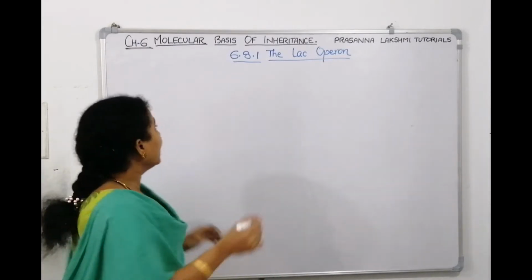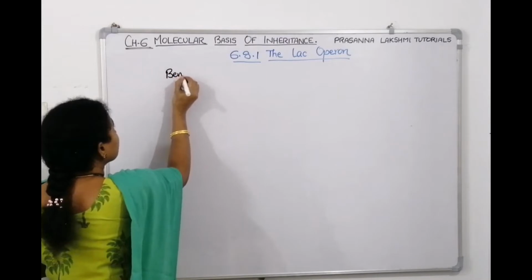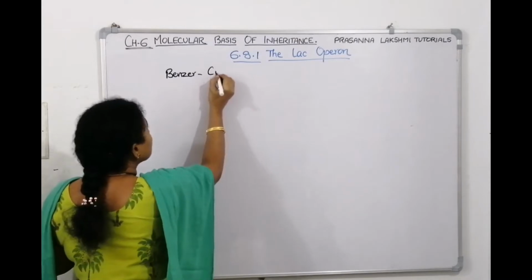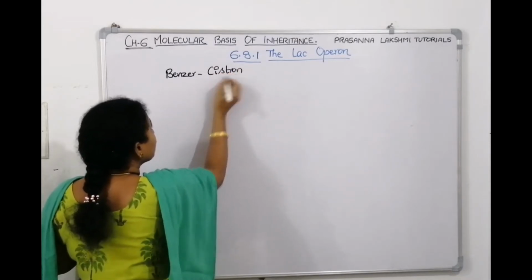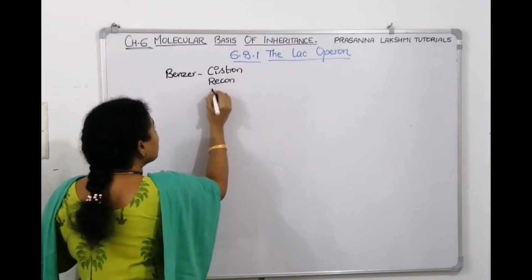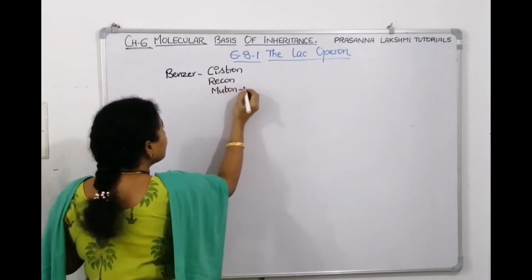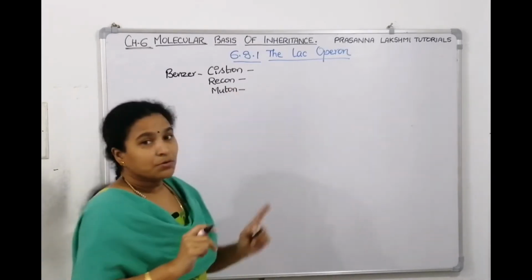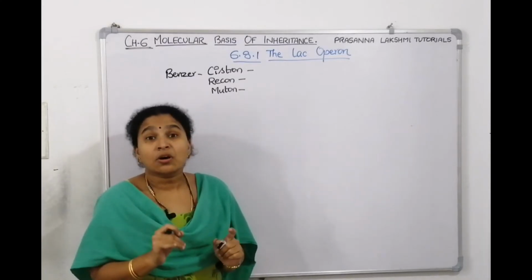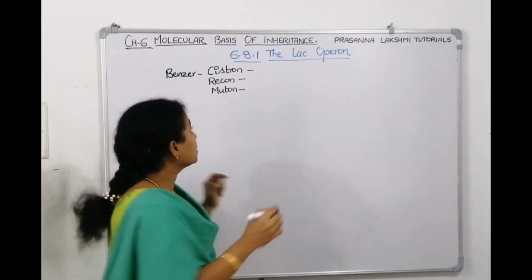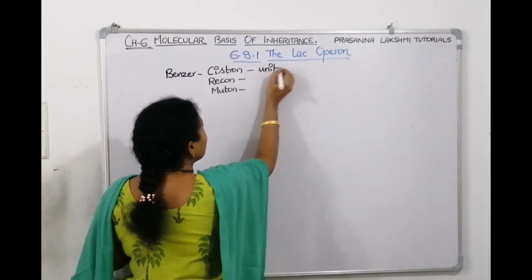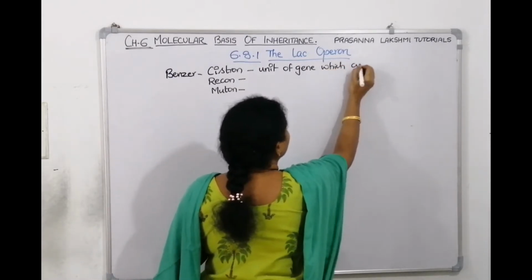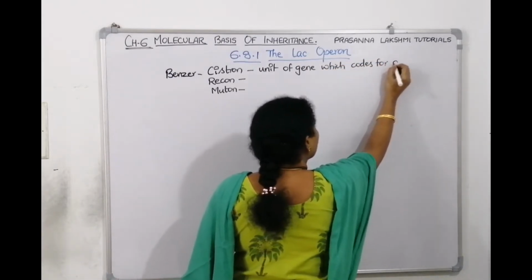I think I told you, Benzer is a scientist who coined some names for the genes. He used a word called cistron, a word called recon, a word called muton, to define the genes. Cistron is a unit of a gene which codes for a protein. Recon is a unit of a gene which undergoes recombination. Muton is a unit of a gene which undergoes mutation. So what is cistron? Cistron is a unit of gene which codes for a protein.